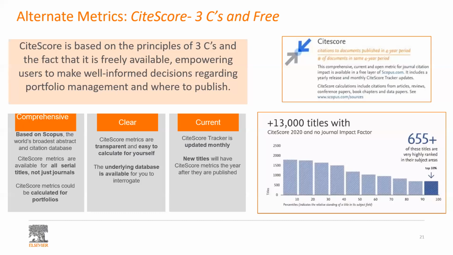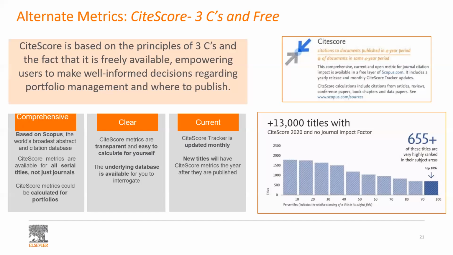You can also do the calculation for the CiteScore metric by yourself. Current, because there is a tracker for CiteScore that is monthly updated. So every month you can look into the data to see whether the journal is performing well in your subject area or not. This basically takes the time frame of 4 years.